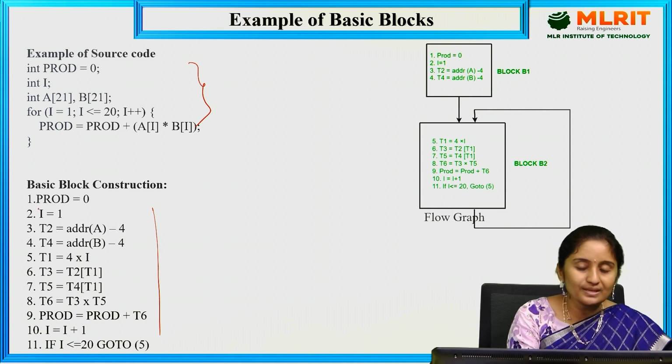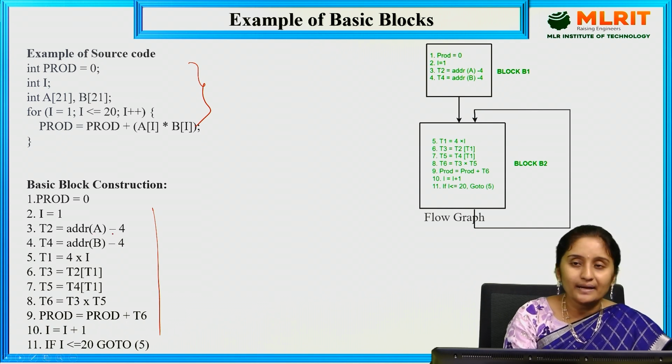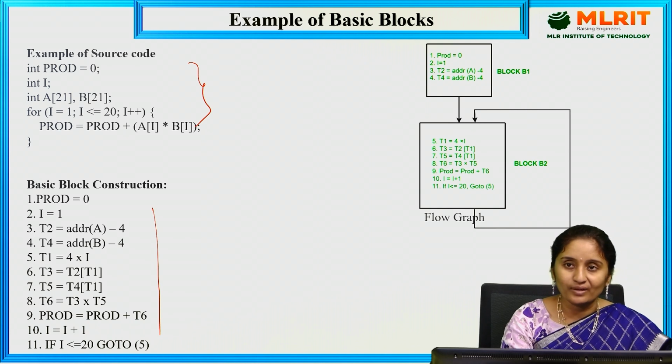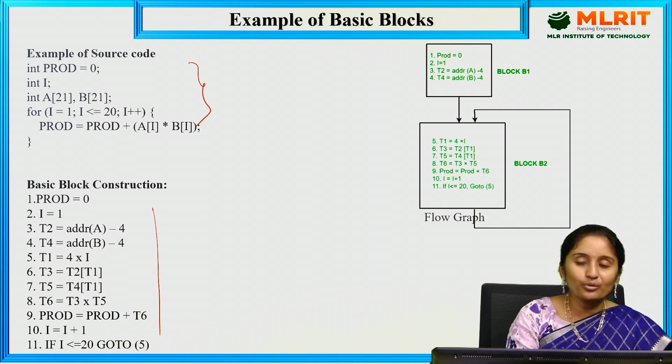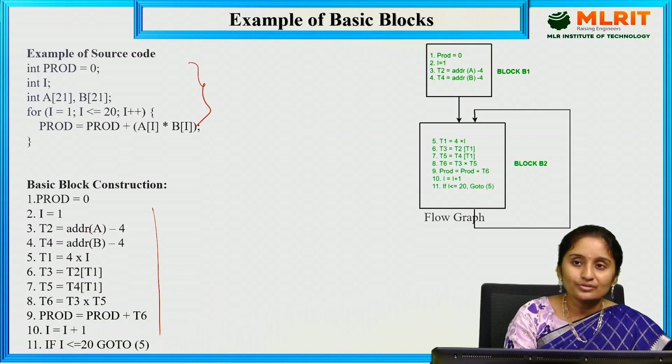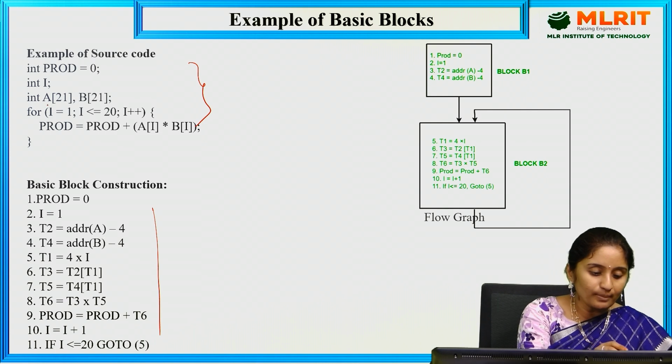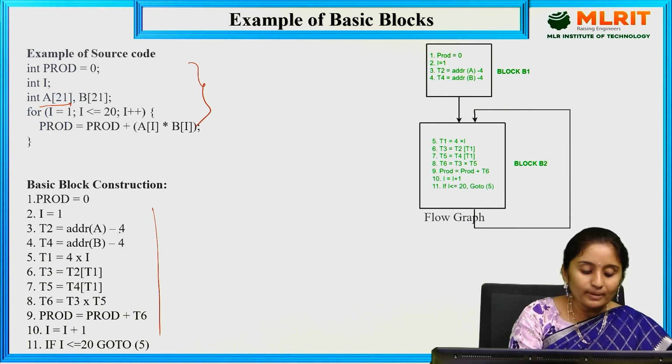The first is production equal to 0 and I equal to 1. Then here I have assigned T2 equal to address of A minus 4. Here I is assigned from 1, but actually the address is taken from 0, so we are going to take the offset value, minus 4. So T2 is pointing to A, that is the address of A minus 4.